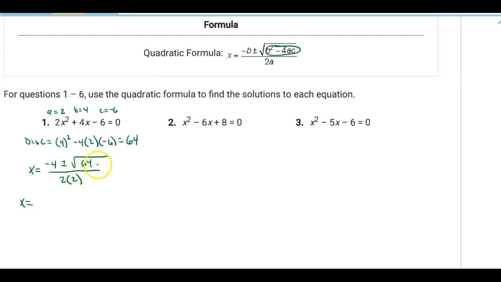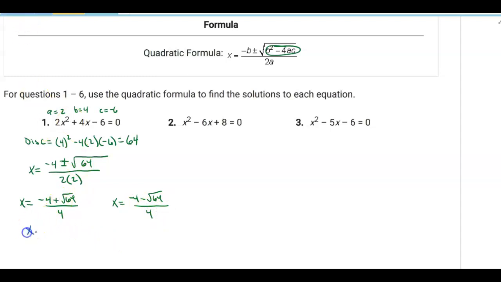So now, from here I get 2 answers. The first answer is I'm going to add the numerators. So I would get negative 4 plus the square root of 64 all over 2 times 2, which is 4. My other solution would be negative 4, instead of adding, now I'm going to subtract the square root of 64 and then divide that by 4.